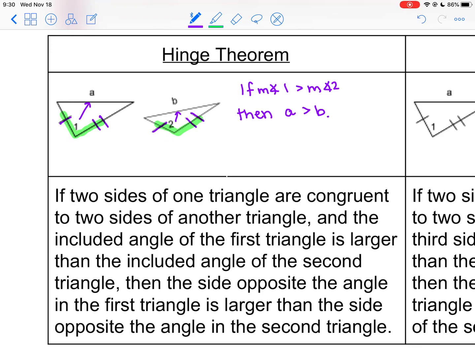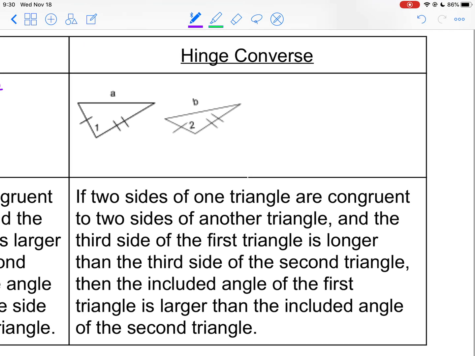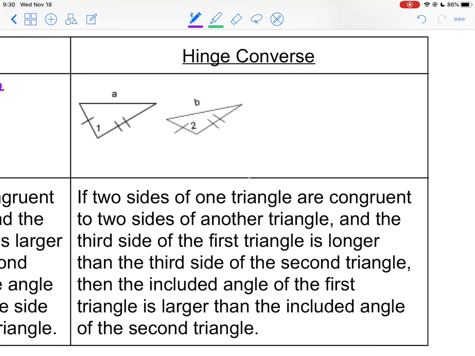So all of those words say this. The hinge theorem works because the angle is the hinge, and these two sides that are around it are congruent to sides in the other triangle. If the angle in one triangle is larger than the angle in the other one, then the side opposite of that angle will be larger than the side opposite of the other. So the other is the converse, which is just going to go the other way.